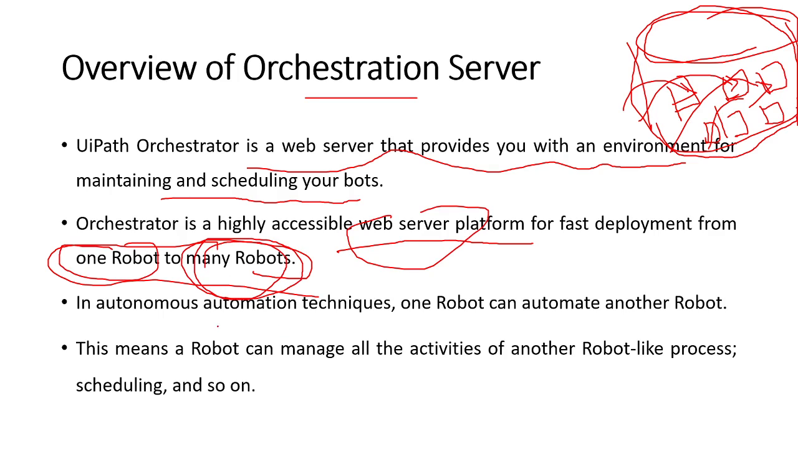it seems. Okay, in autonomous automation techniques, one robot can automate another robot. So you can do this. This means a robot can manage all the activities of another robot, like process scheduling. So instead of you taking care of scheduling and its process, you can hand over that responsibility to another robot, it seems, which will do the task on behalf of you. Even that is also possible, it seems.